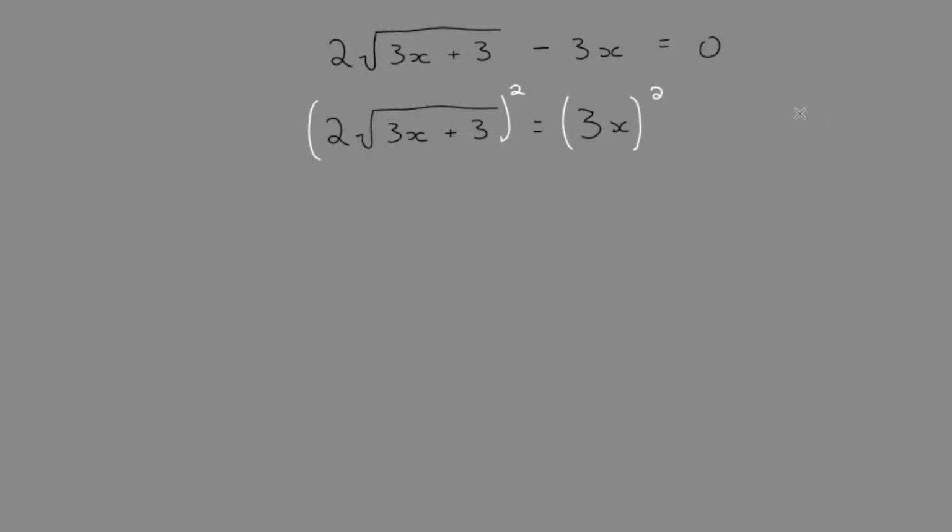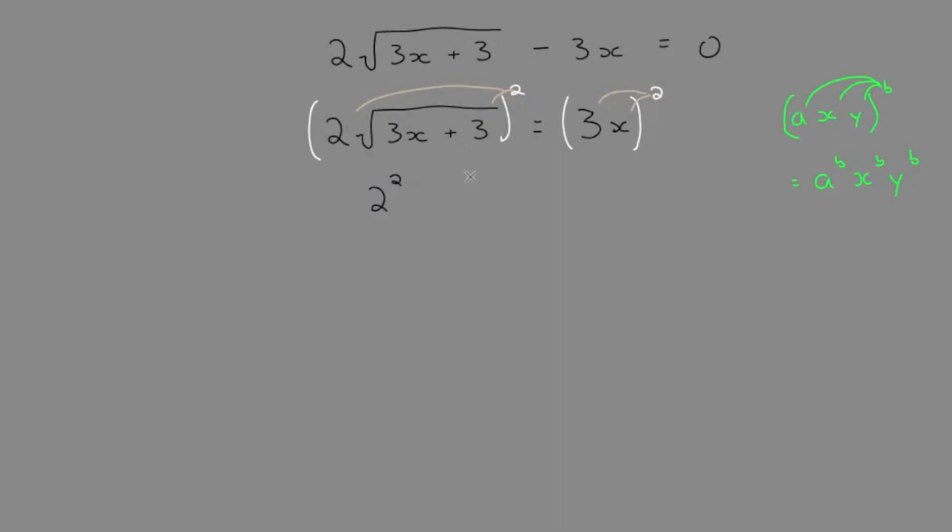Remember, when squaring, if we have something like axy to the power of b, this exponent b would distribute to each of the things, where a could be some number. So we get a to the b, x to the b, y to the b. So let's show that first. So we have 2 squared and this root squared. And on the right side we have 3 squared and x squared. We'll write that first, showing the work.